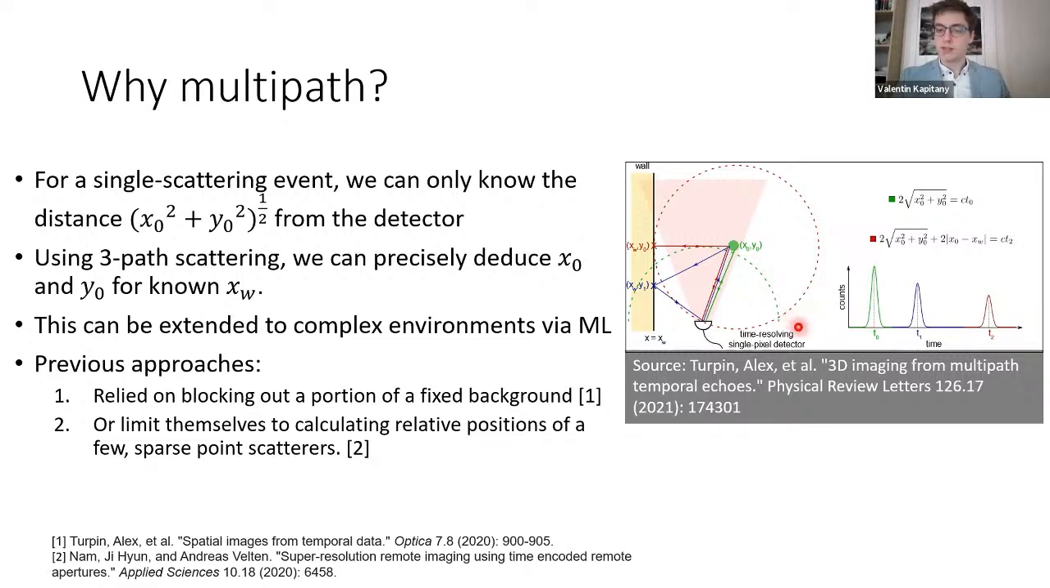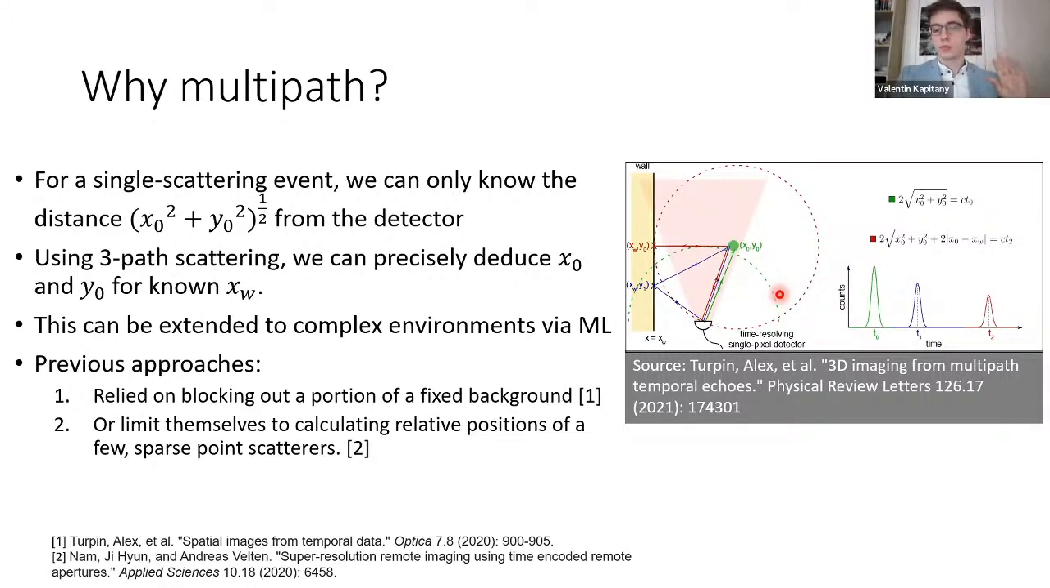From this time of flight, I cannot deduce where exactly the object is. All I know is that it's somewhere on the radius determined by the distance corresponding to this time of flight, somewhere on the dome with a given radius. It could be anywhere though.